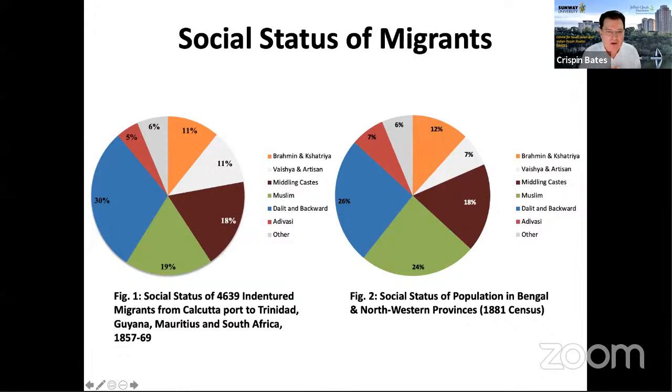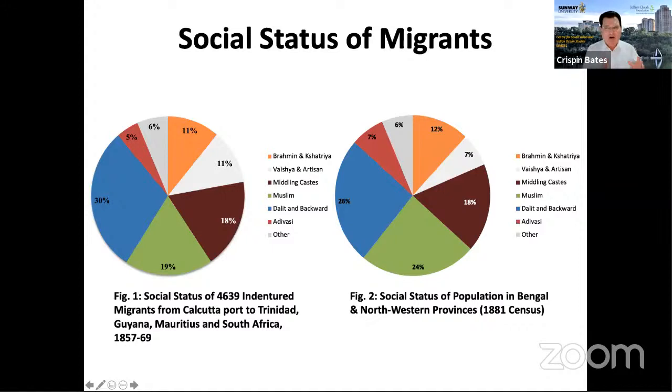And the fascinating thing is, we used exactly the same categories and applied them to the census of Bengal and the Northwestern Provinces in 1881, and we find that the migrants contained almost identical sections of each part of society as is found in the north of India. A cross-section of the migrants looked pretty much like a cross-section of North Indian society.